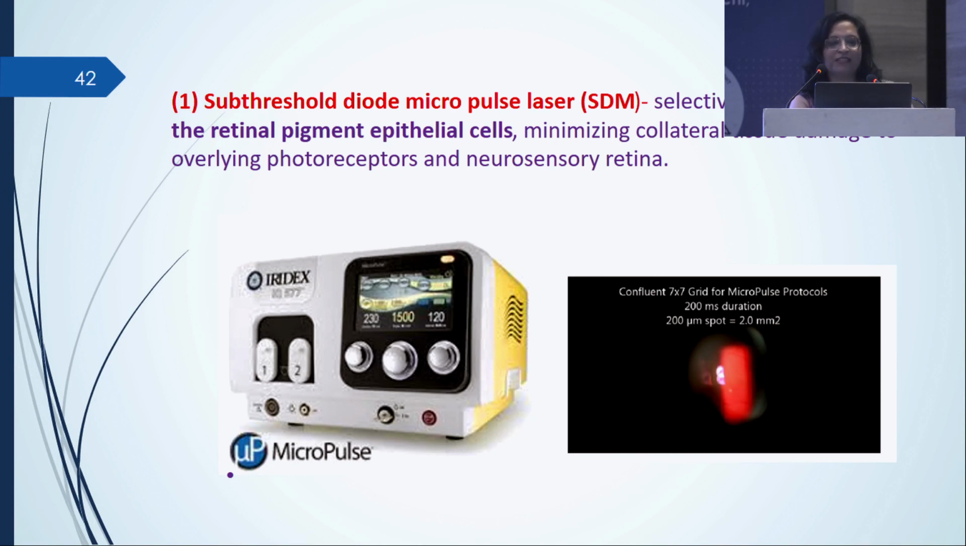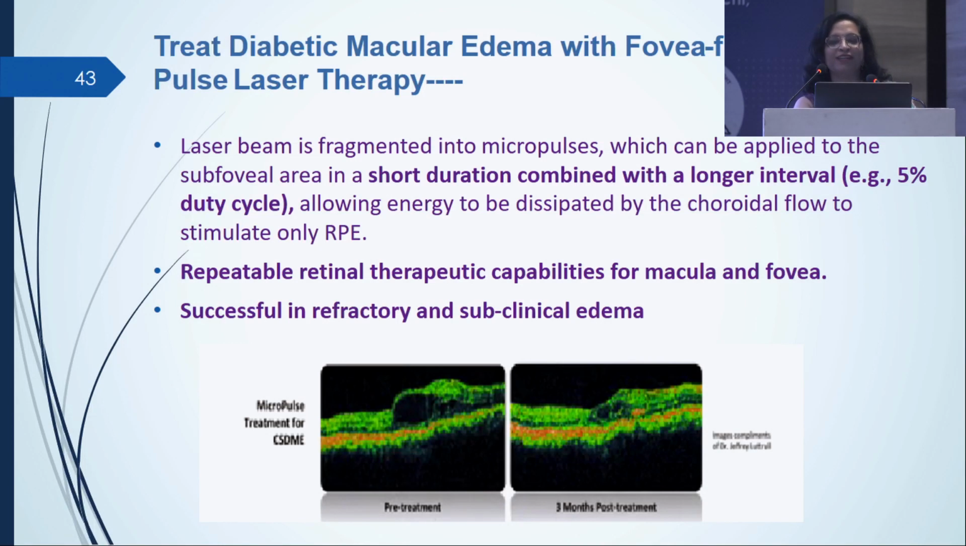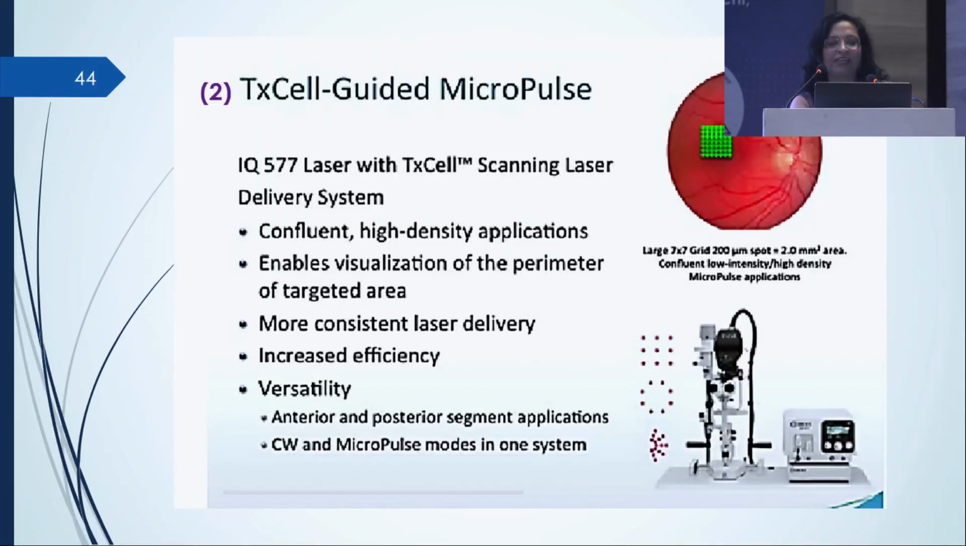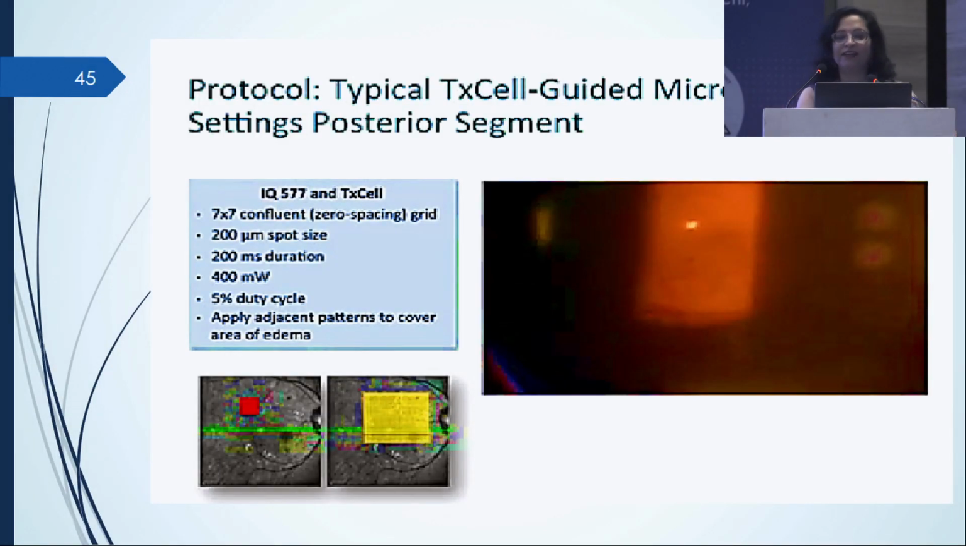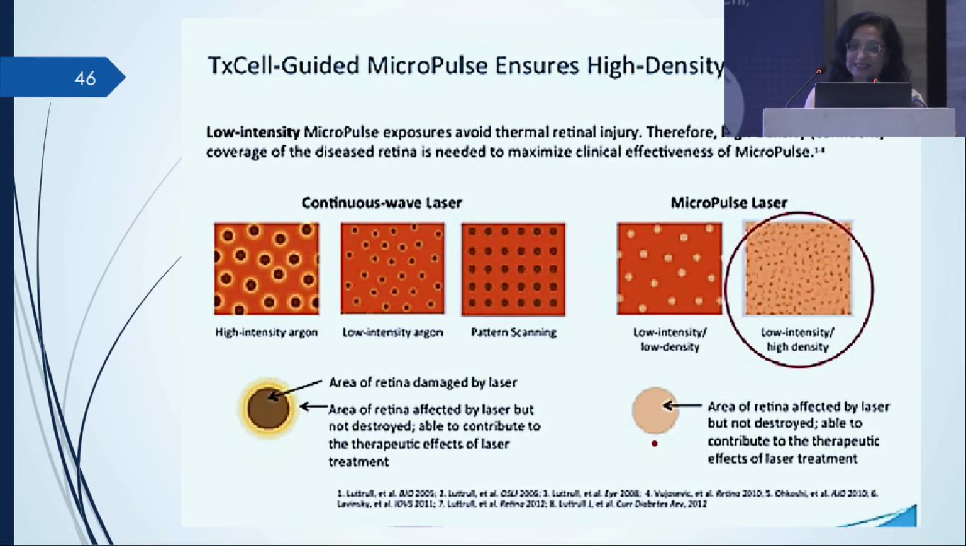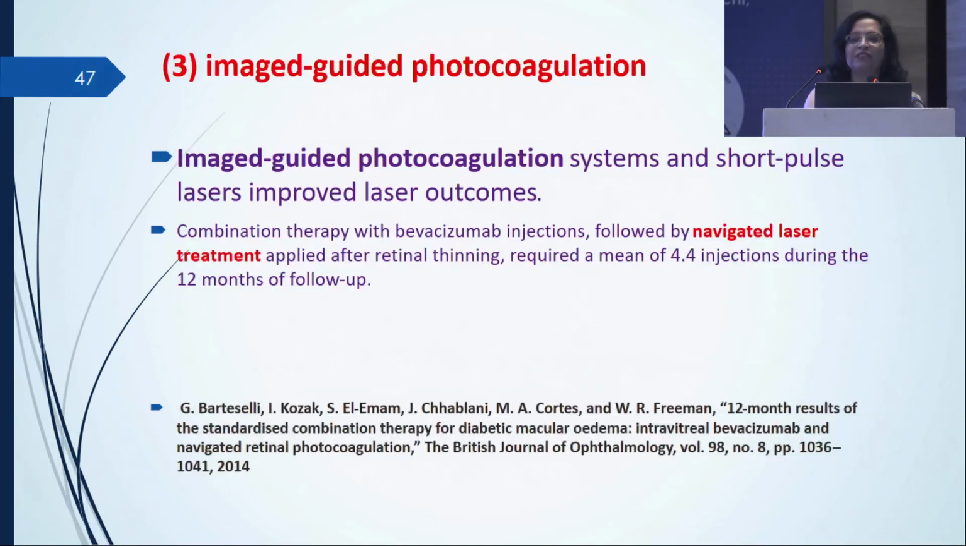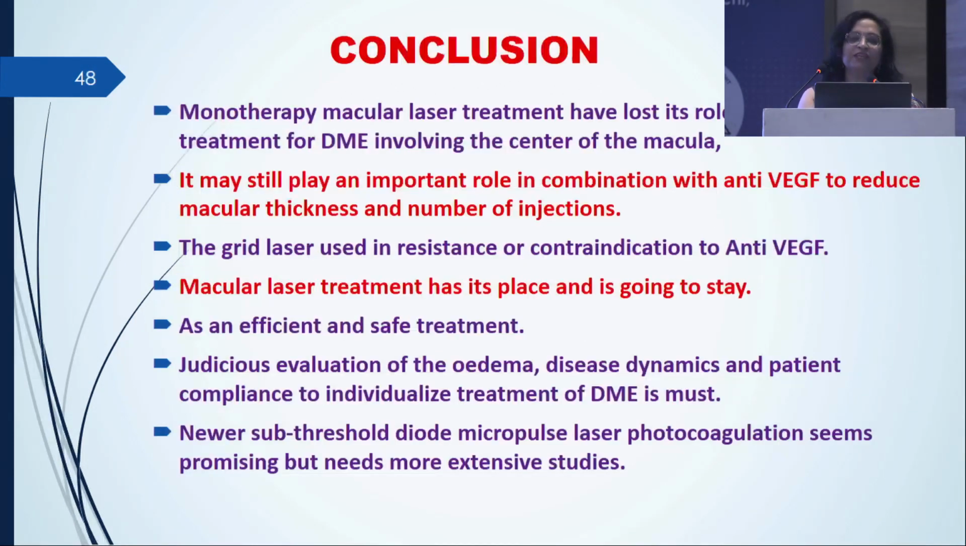And selective laser diode micropulse therapy is very promising. It reduces the amount of damage to the retinal pigment epithelium, and it is very fovea friendly, so you can even do foveal lasers. It has repeatability, and TXL guided micropulse therapy also helps in setting the size and the duty cycles. Because of that, the damage is not to the extent of higher density applications, and we can also have image guided photocoagulation.